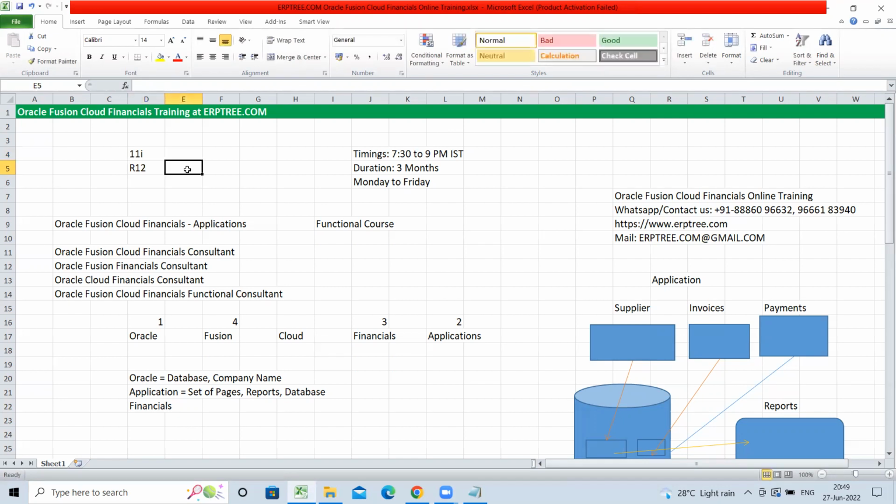In Fusion, we have releases: release 1, release 2, release 3, 4, 5. Now we are at release 13. This is what we call versions as per EBS. Once we get into the application, I'll show you within the application where you can see which release we are using. But just for your information, the latest release in Fusion is 13.